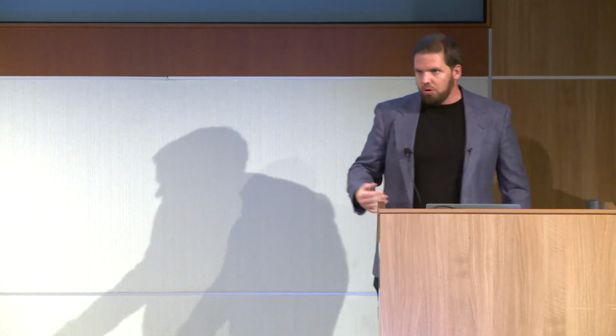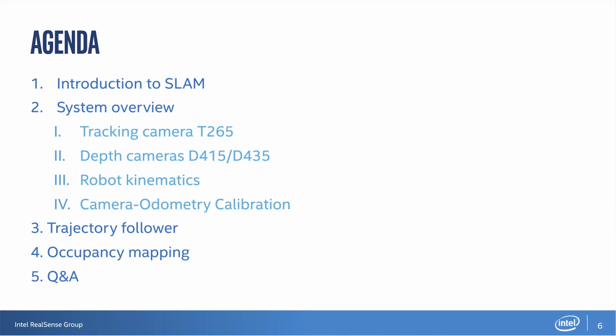So then in the following, I'm going to talk about how this robot was built and more about the two cameras. I'd like to start off with a general introduction to the SLAM problem, then give a system overview, talk more about some of the components, the tracking camera, T265, our depth cameras. I want to talk about the robot itself and its kinematics.